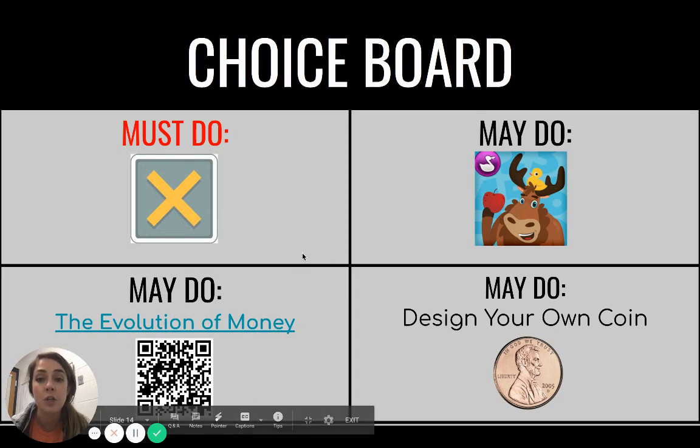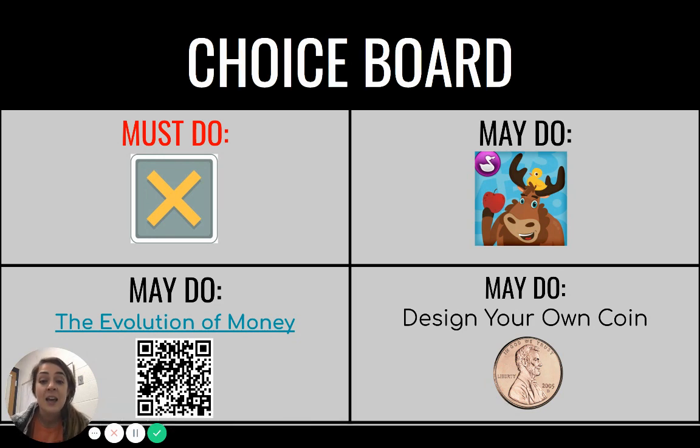Okay, so after you finish extra math, you may do Moose math. You may watch this video about the evolution of money, or you may design your own coin if you haven't done that. That's also a paper that I sent home. All right, let me know if you have any questions. I want to know whether this is going well, not going well. I'll check in with you during our small groups this week. All right, get going.